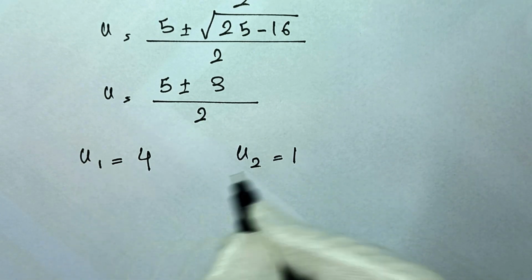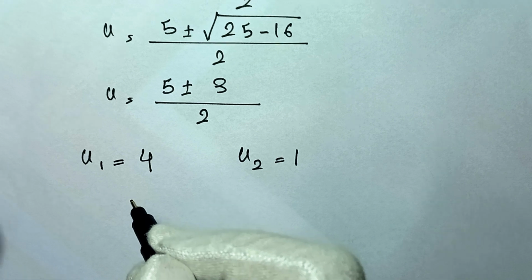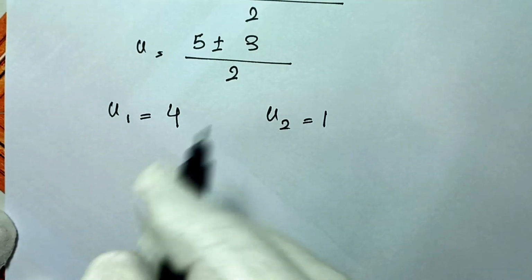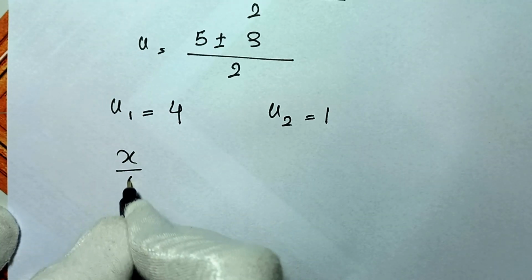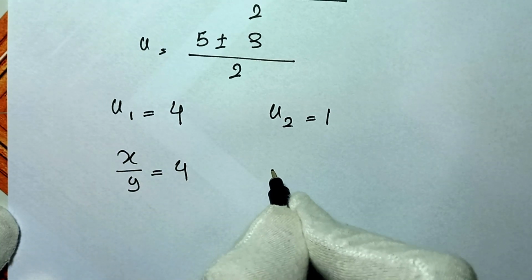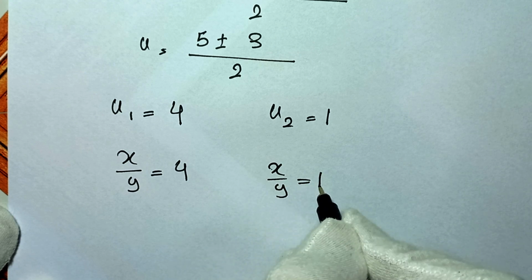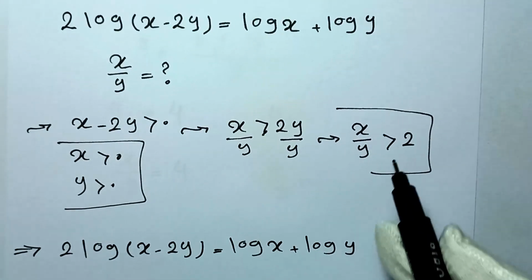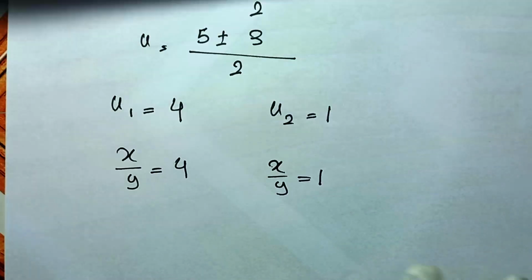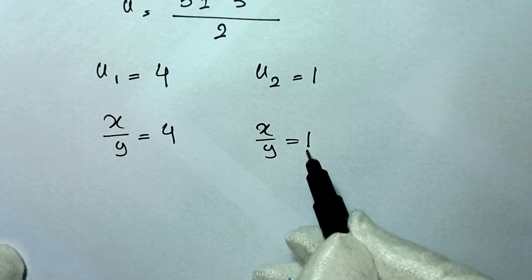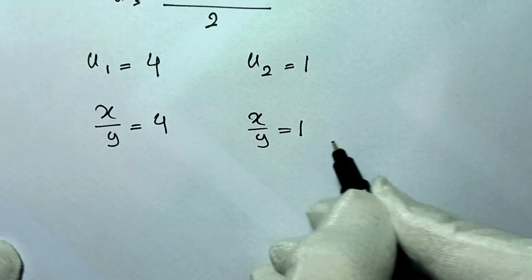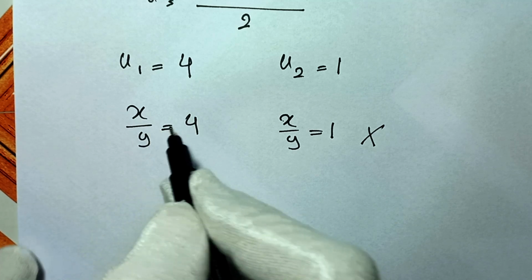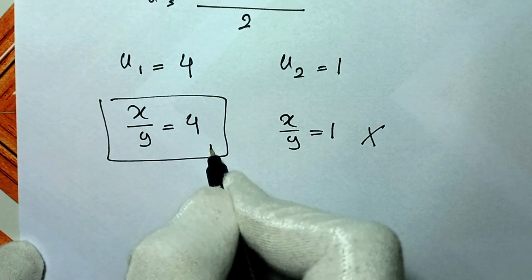So we have two answers for u. In the next step, we recall that x over y is equal to u. So here x over y is equal to 4, and from here x over y is equal to 1. In the next step, we check our condition. Here x over y should be greater than 2. So x over y is 1, which is less than 2, so we reject this answer. And here x over y is 4, which is greater than 2, so this is our final answer.